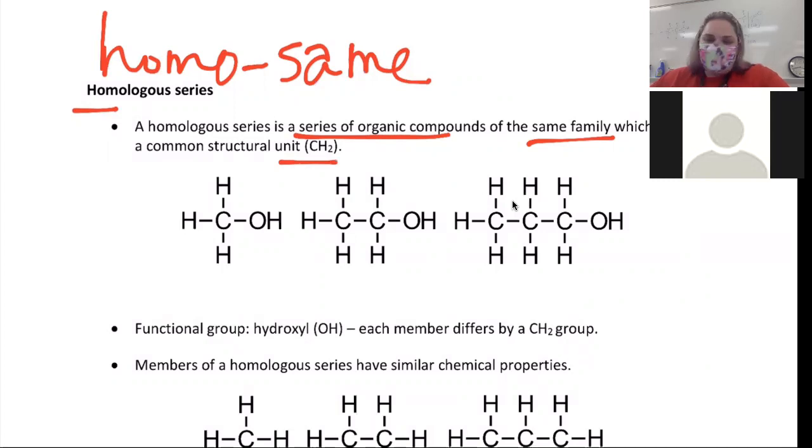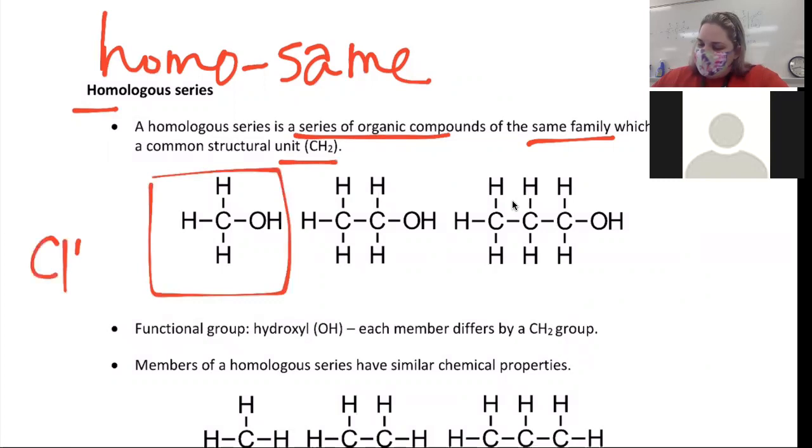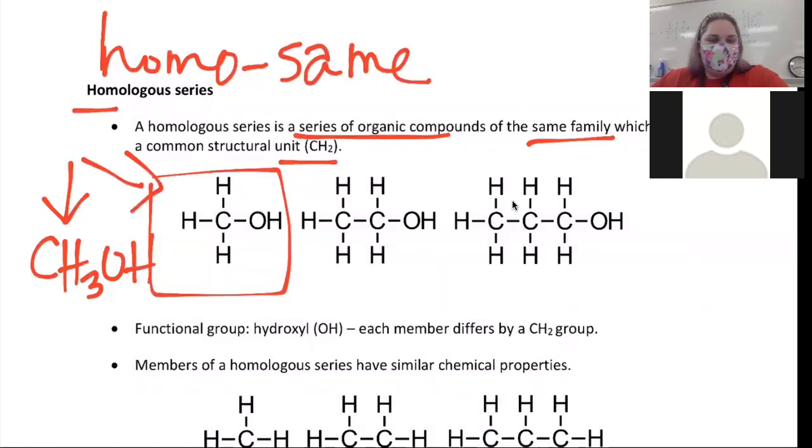If we look at these three examples they've given us, if I look at this one over here and wanted to condense its formula, it would be CH3OH. What's drawn here is the full structural formula where I'm showing all of the individual bonds to the hydrogens and everything. But I can condense it and write it like this: CH3OH.